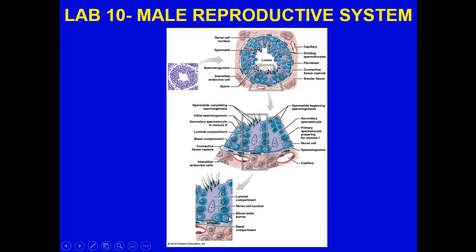Here you see the essence of that blood-testes barrier. And you can see that basically there is no way that the blood will go from a capillary or a small artery to get into exposure with the sperm that you see here.